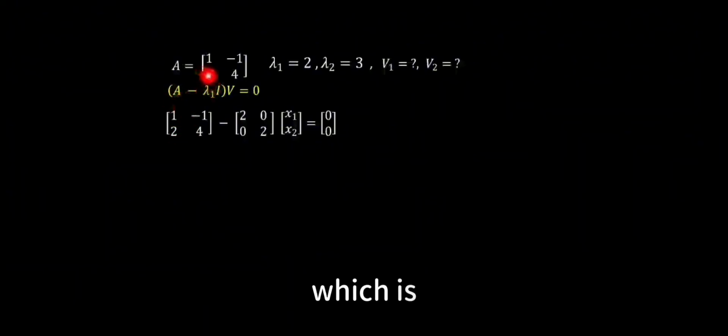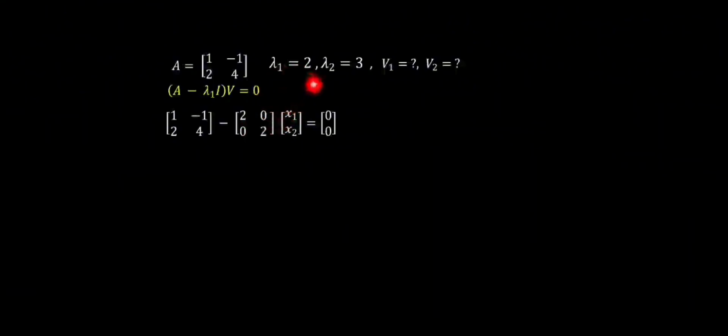We're going to substitute it. Our matrix, which is [1, -1; 2, 4], is here, and we subtract eigenvalue 1 times the identity matrix. If you're asking how we get this [2, 0; 0, 2], it is by multiplying this by our identity matrix, which is [1, 0; 0, 1]. So to get that, 2 times 1, we get 2.